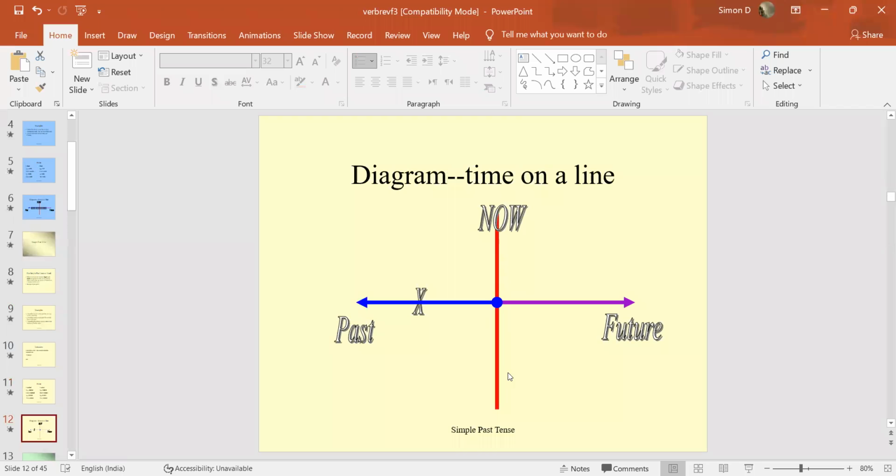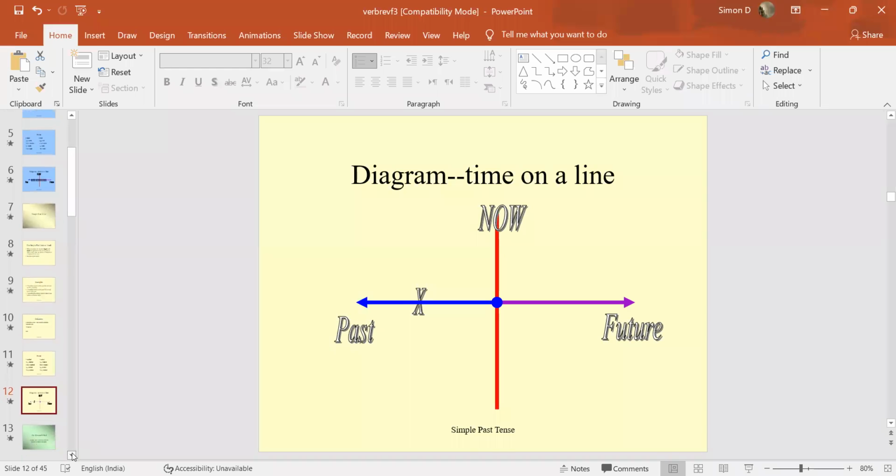Simple past in the diagram would come somewhere over here, in the past. It's something that happened in the past. Simple present was all over the place, right? It's a universal thing, something habitual and all of that. But here, this is just in the past. So we are done with simple present and simple past.